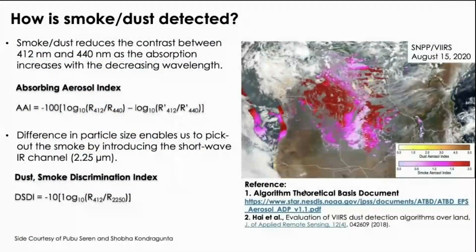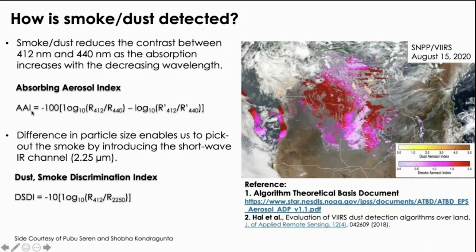And that is exactly what this product is doing while calculating two parameters. One is called the absorbing aerosol index. It is defined by this equation, which is nothing but those ratios we saw earlier, defined on a logarithmic scale. Here R is the reflectance in those channels as measured by the satellite, and R' is the clear sky reflectance, calculated using a radiative transfer calculation for Rayleigh scattering. This whole quantity is called the absorbing aerosol index.